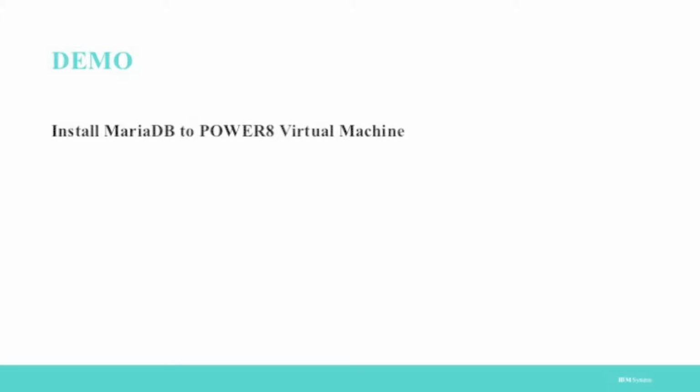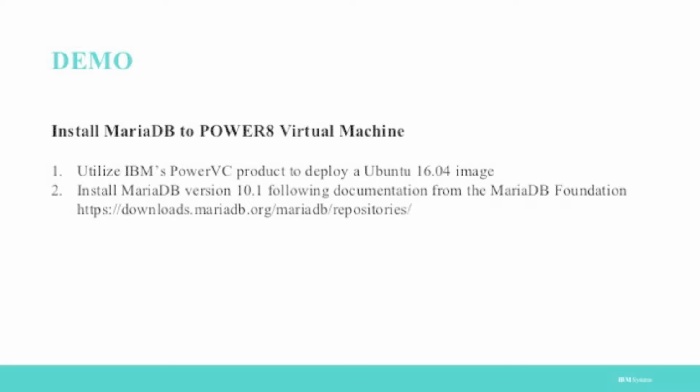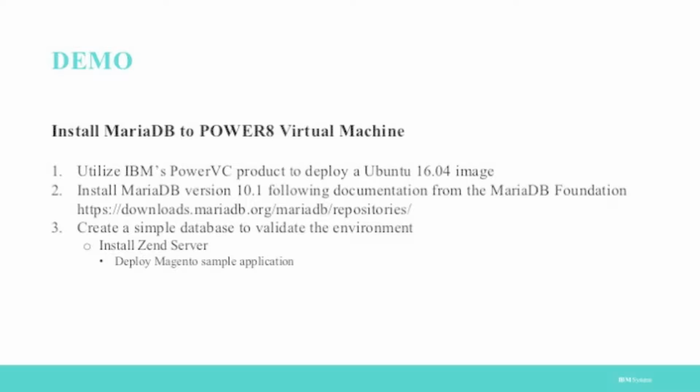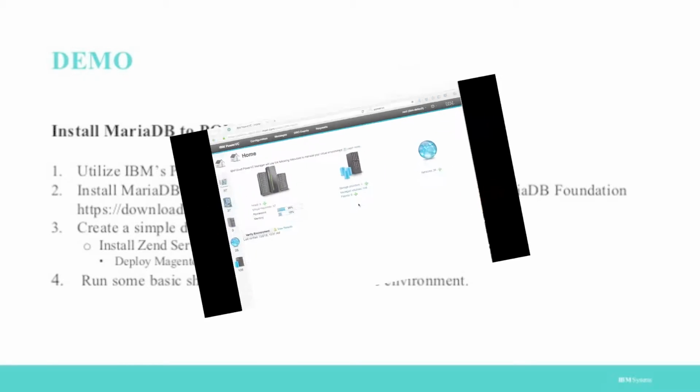The demo will showcase installing MariaDB on an IBM Power 8 server. It will utilize PowerVC to deploy a Ubuntu 16.04 virtual machine, install MariaDB 10.1 as documented by the MariaDB Foundation, install XenServer in order to deploy the Magento sample application utilizing MariaDB, and finally explore the environment that was configured with some simple shell and MySQL commands.